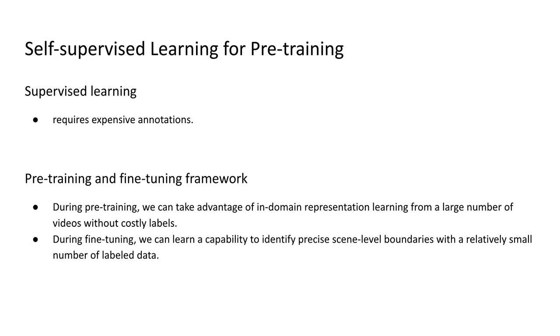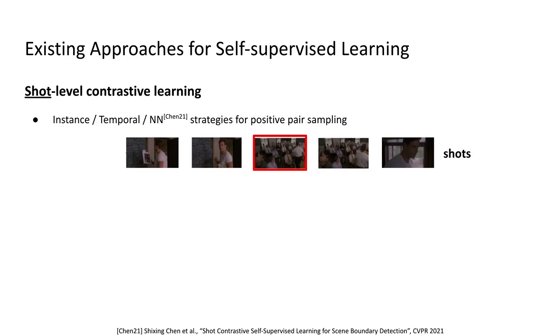However, annotations for long videos are extremely expensive, so scene segmentation is limited by the small scale of the dataset. Therefore, in this work, we tackle the task by self-supervised learning to boost the performance. With this formulation, we can take advantage of in-domain representation learning with a larger number of videos without expensive labels during the pre-training stage. And we can learn the capability to identify precise boundaries with relatively small labeled data in the fine-tuning stage.